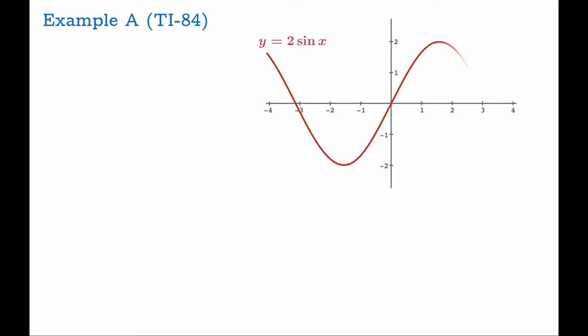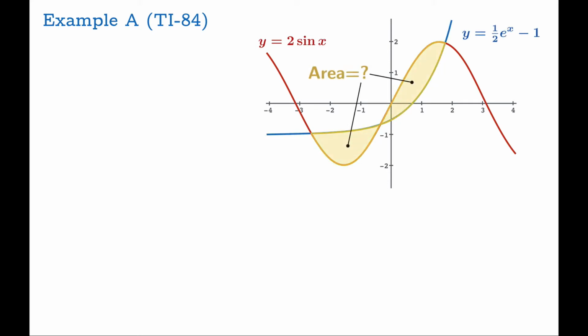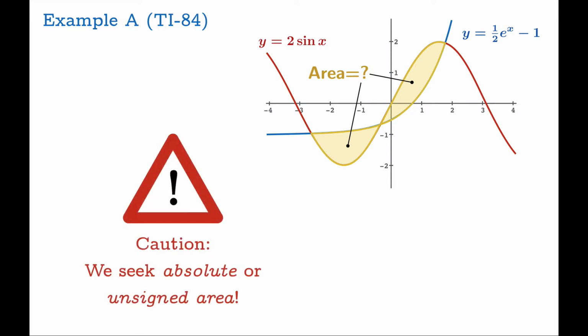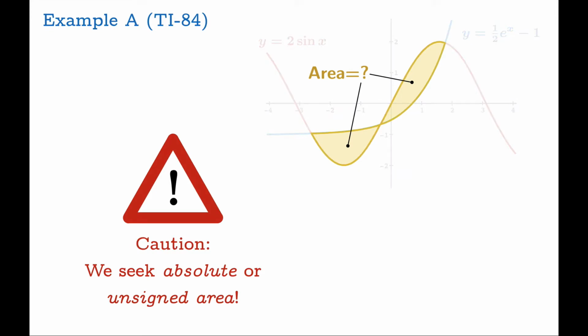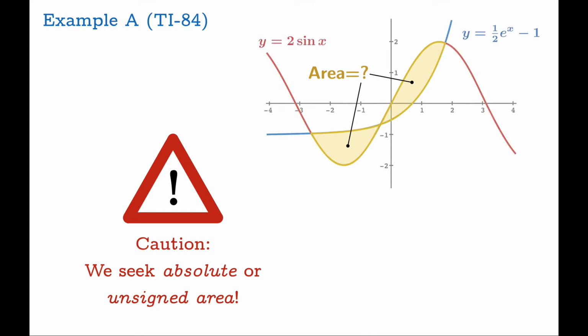So here's a region which is defined by two different curves. We'd like to find the area here of this ribbony shaped region. Now, caution, we seek absolute or unsigned area. We really don't care where the relative position of the axes are. We just think of this as an object we want to paint, say. We really do want to know what the physical area is of this shape.